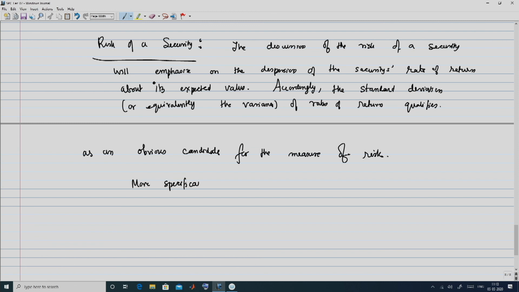Okay. Now I will put a formula for the risk. More specifically, the variance of the return of the ith asset, denoted by sigma i square, is by definition E of (Ri minus E of Ri) square, and in terms of probability, this is going to be the summation of p subscript s times (Ri,s minus E of Ri) square, s equal to 1 to capital S.